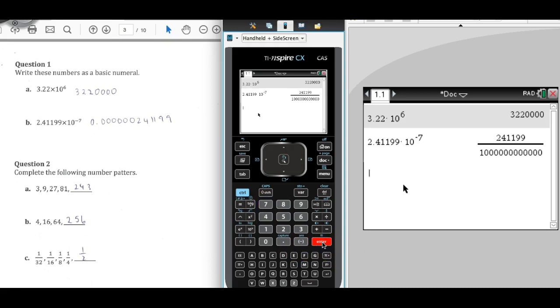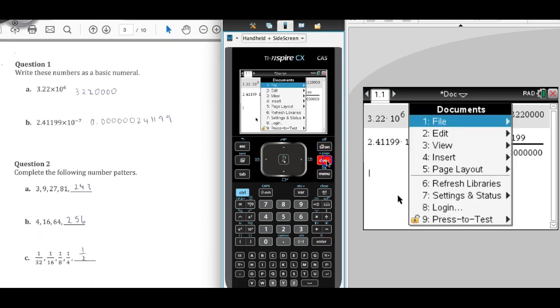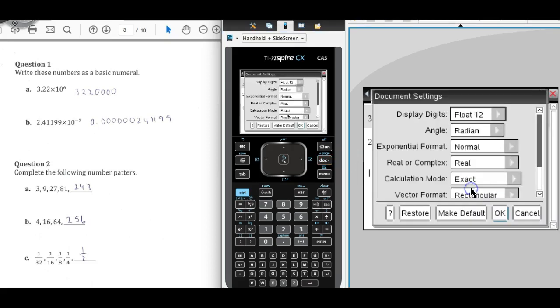Now, depending on what settings your calculator is in, so my calculator is in exact form, so you can't exactly write that on your sheet. You can quite easily do this one without your calculator, but let's just say you like to use your calculator, you need to change your settings. So go to Doc, Settings, and Document Settings. Now, your settings need to change depending on the topic. For this topic, because we have so many numbers here, we want to do float 12.